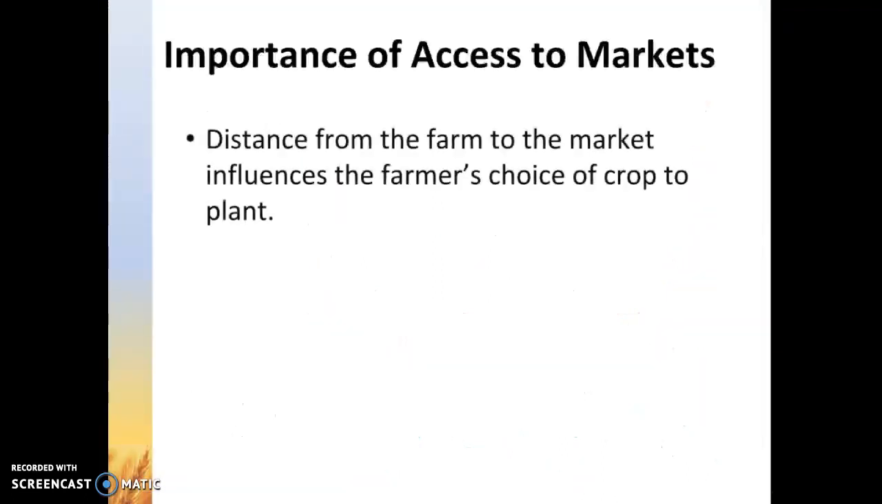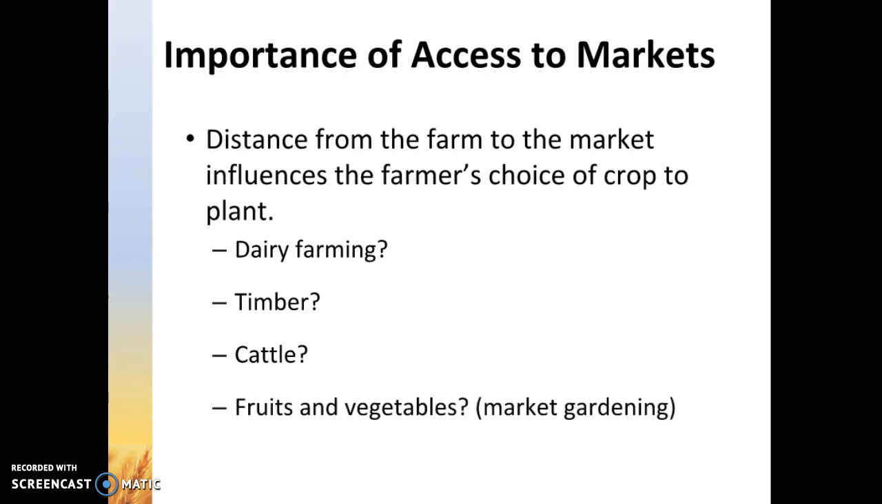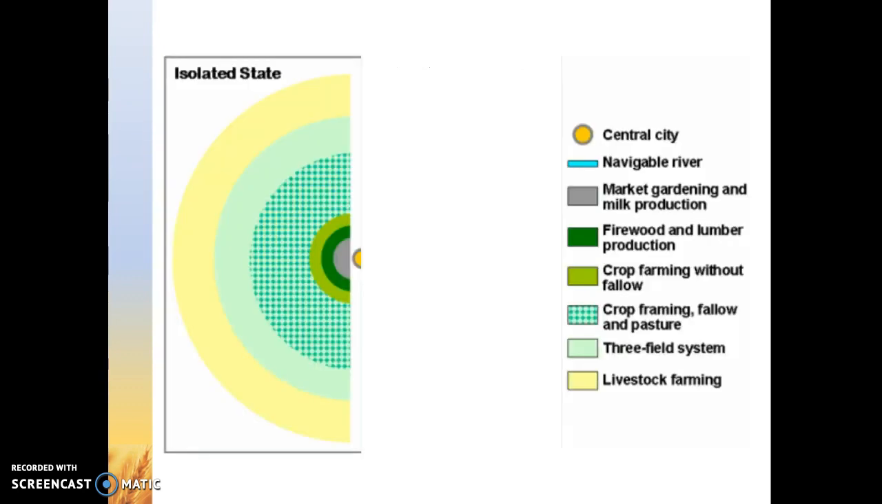All right, so when we're talking about von Thunen's model, again, dairy farming is going to be in the closest ring to the city center. Timber is going to be in the second closest ring because of its weight and difficulty of transportation. Cattle farming is probably going to be as far out as possible because you're going to need a great deal of pasture. And fruits and vegetables, think market gardening, is going to be really, really close to the city center because of perishability, much like dairy.